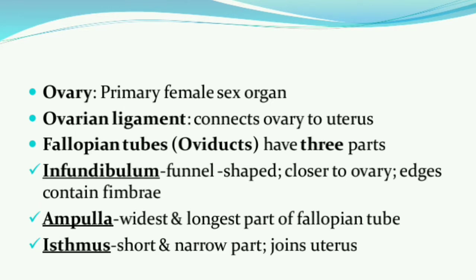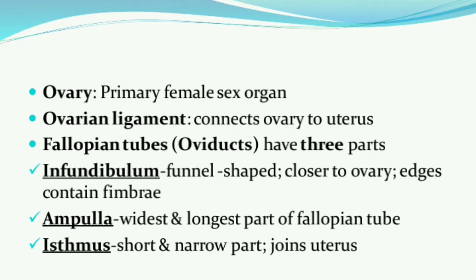Now let us move on to the fallopian tubes or oviducts. Oviducts have three parts. First one is infundibulum. What is that? Infundibulum is the closer part to the ovary. This is funnel shaped and the edges of the infundibulum possess finger-like projections and these are known as fimbriae. Now what is the function of fimbriae? Fimbriae help in collection of ovum after ovulation.